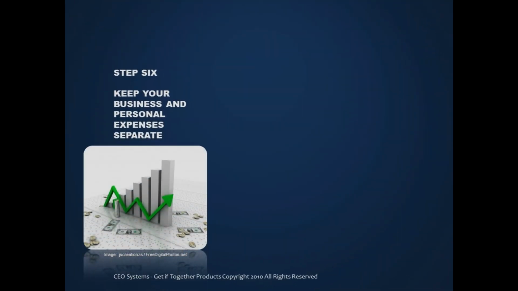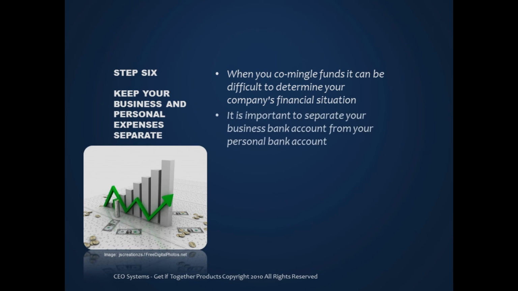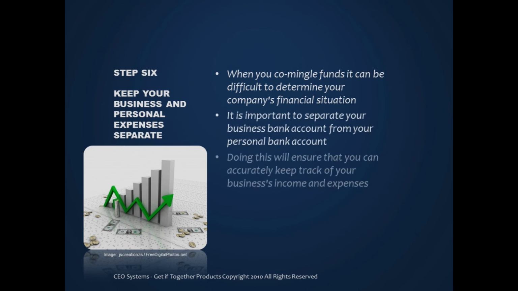Step 6. Keep your business and personal expenses separate. When you commingle funds, it can be difficult to determine your company's financial situation. It is important to separate your business bank account from your personal bank account. Doing this will ensure that you can accurately keep track of your business's income and expenses.